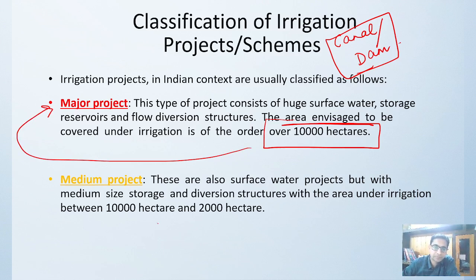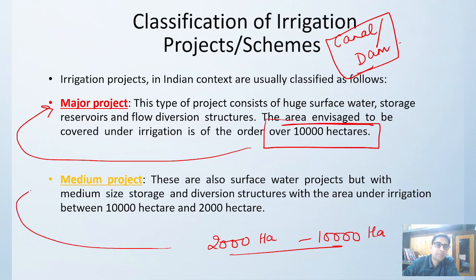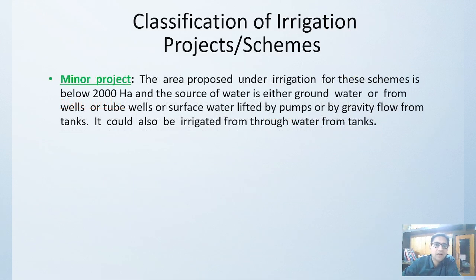Then if it is from 2000 hectares to 10,000 hectares, we put them under the medium project. These include check dams, small dams, embankments, and small irrigation projects. Then we have minor projects, which irrigate below 2000 hectares. They can irrigate with the help of wells, tube wells, surface water irrigation, or gravity tanks. Minor projects are many, and they are normally for small and marginalized irrigation.